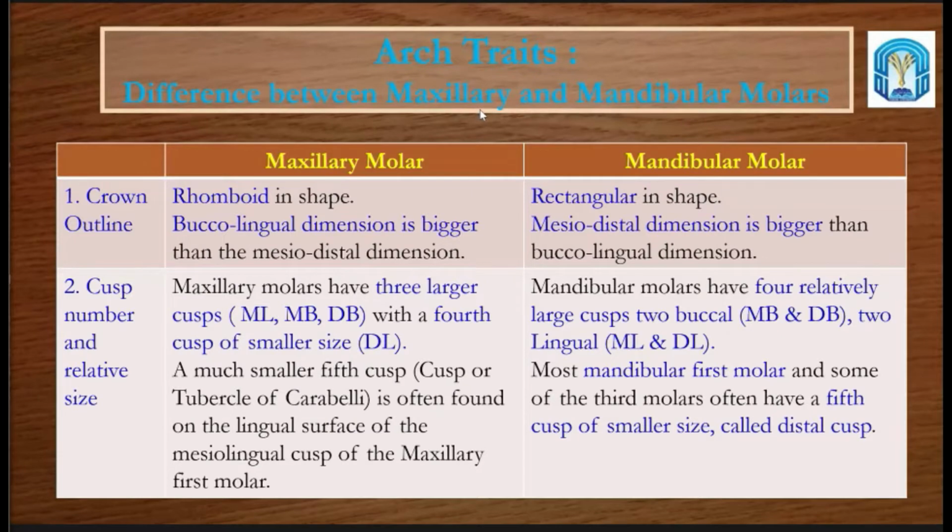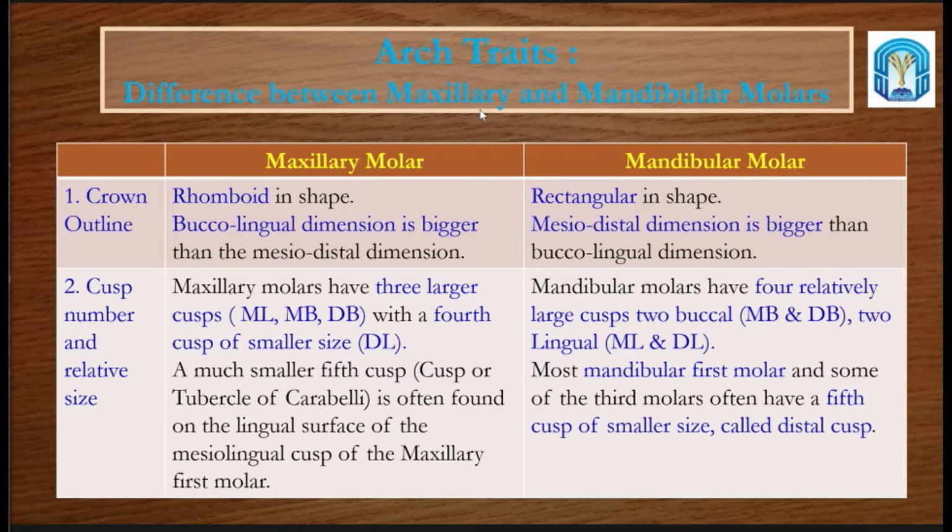So there are some arch traits. Arch traits means maxillary molars have some common features, mandibular molars have some common features, and there are some differences between the maxillary molars and the mandibular molars. Arch means the upper jaw is the upper arch, lower jaw is the lower arch. So arch traits means the traits which are present in all the maxillary molars and which are not present in the mandibular molars. Okay, let us see.